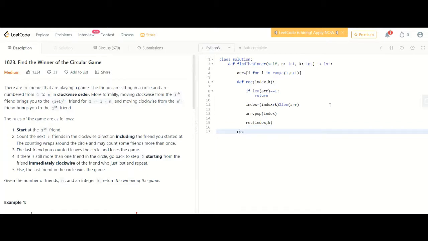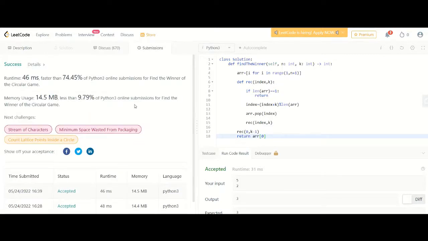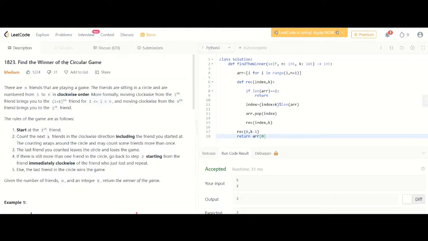We need to call this recursive function starting from index 0, and because it's a 0 based index, we need to call for k minus 1. Once this is done, we'll be left with an array with one single element, so we need to return array of 0. Let's try to run this. Accepted and submitted. So there you go, guys. This is the solution for the problem find the winner of the circular game.